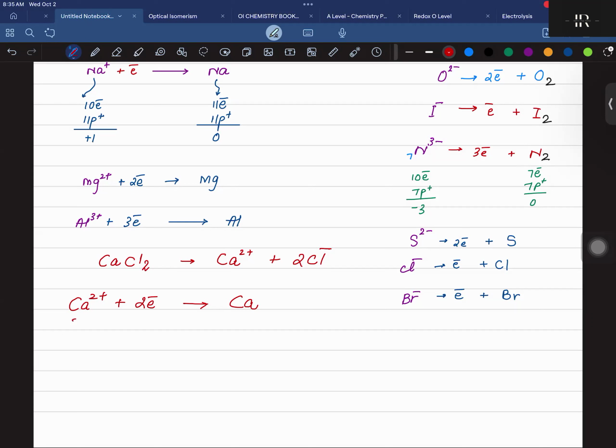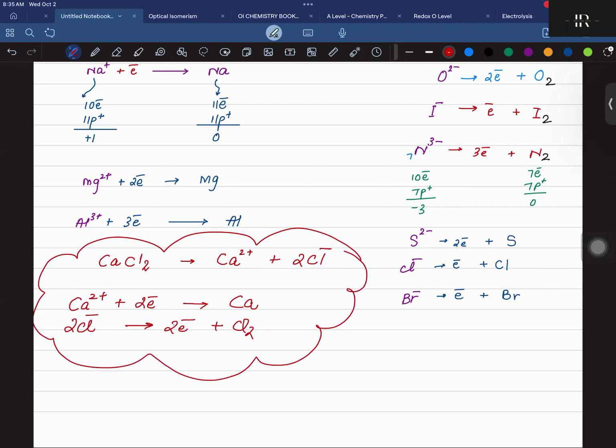And then you are going to write this equation just like that. That's it. Very easy. It's so much easy. That's all for the electrolysis of calcium chloride.